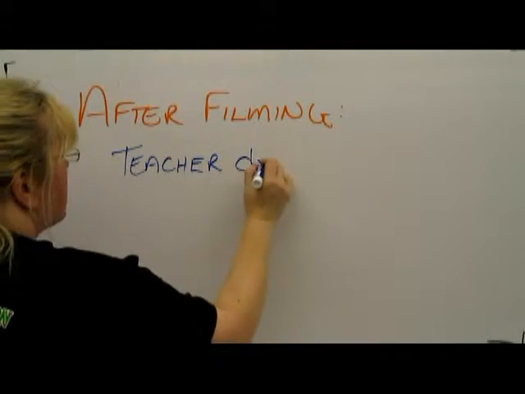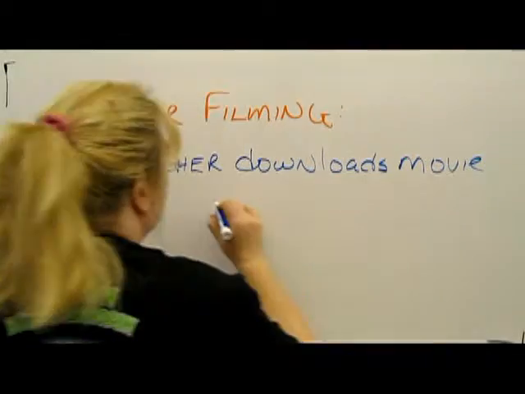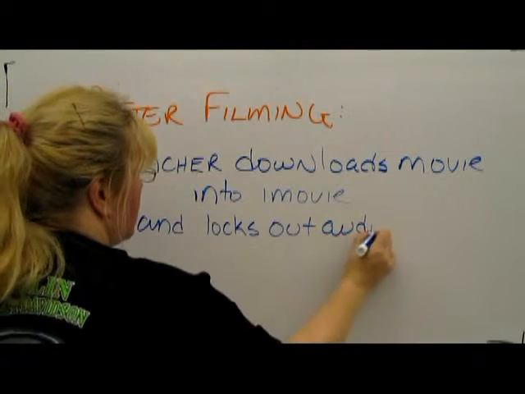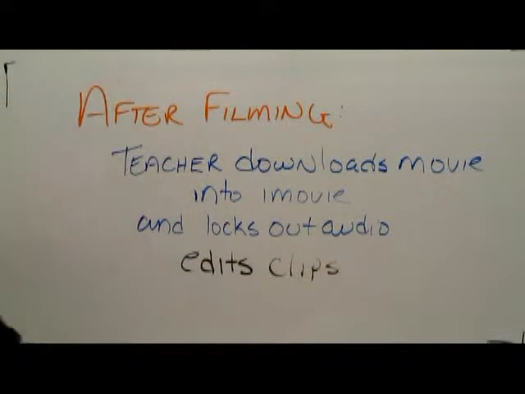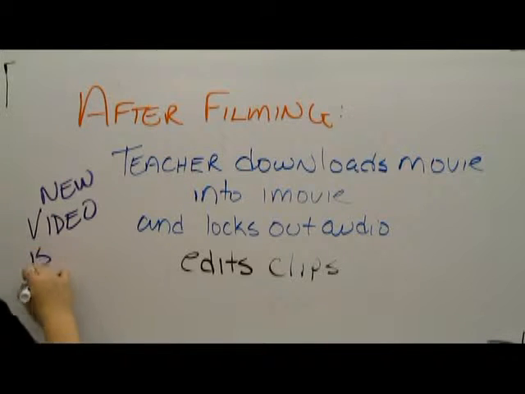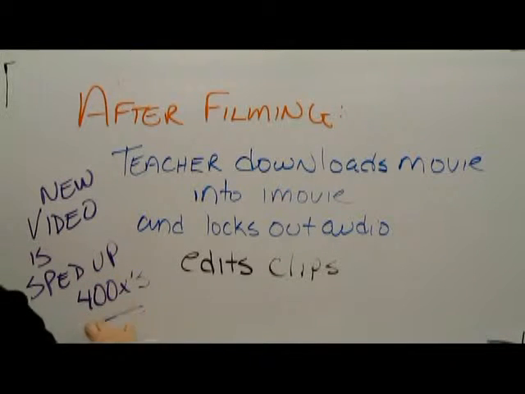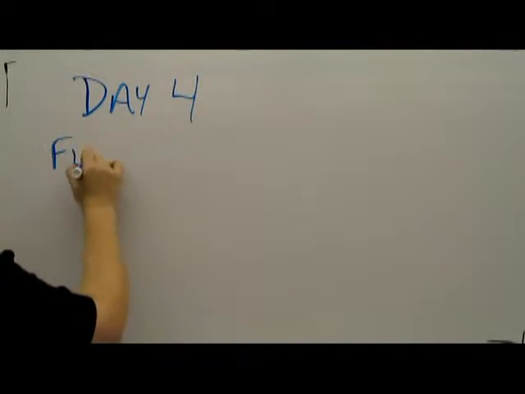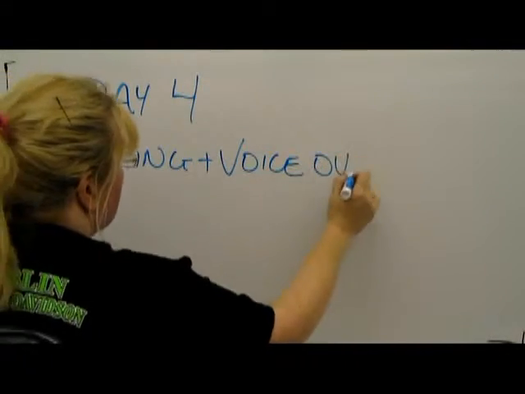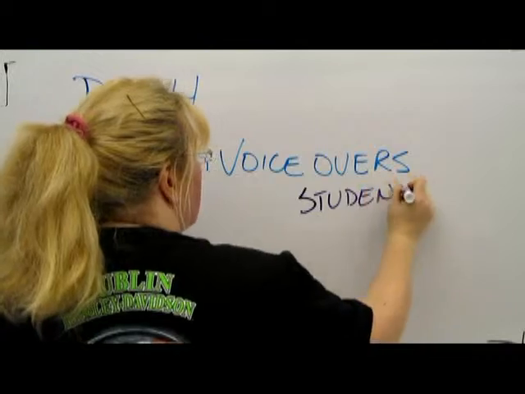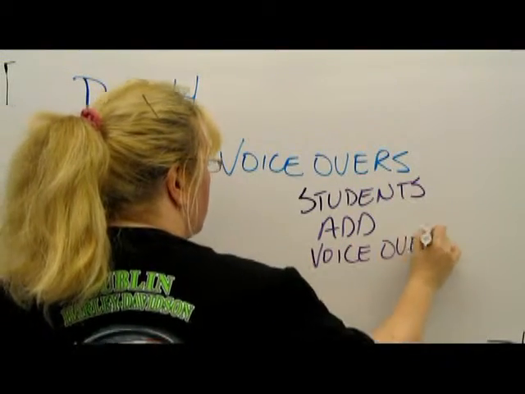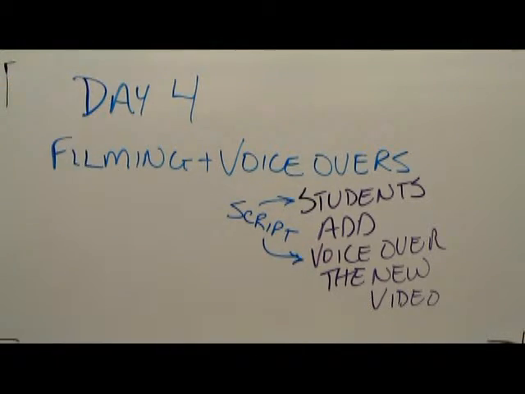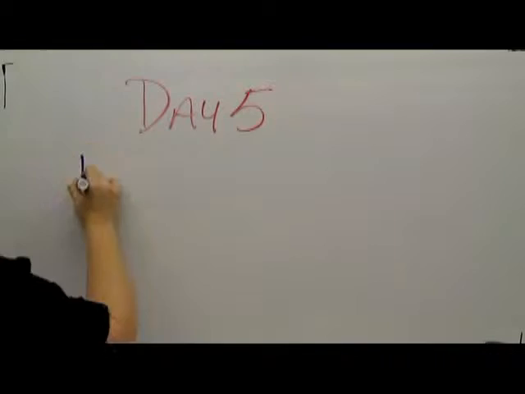After filming, the teacher or the students are going to download the movie into iMovie or any other movie editing program, and they're going to lock out the audio. Then they're going to edit the clips, and from the edited clips, they're going to speed up the video 400 times. Day 4, more filming, and now you're going to add voiceovers. This is where the students add their voice over the new video clips they've already put together. That's where the script comes in.